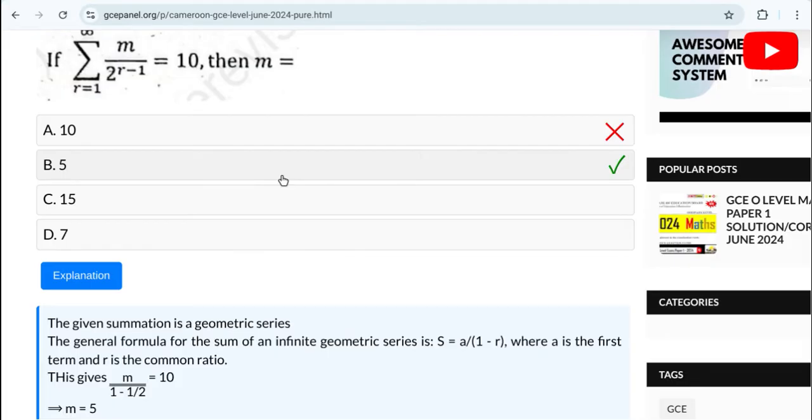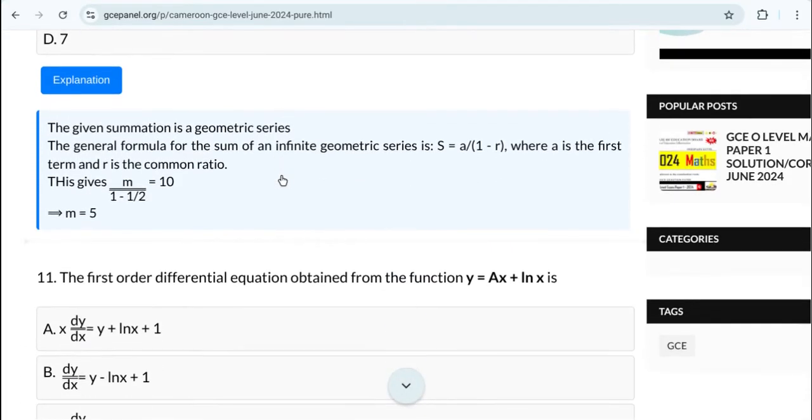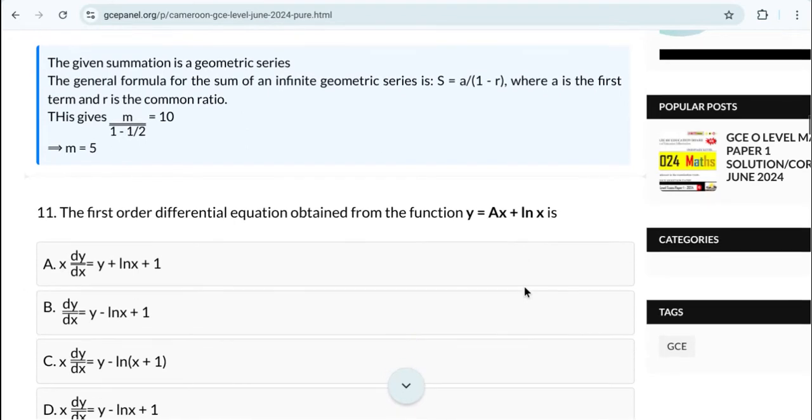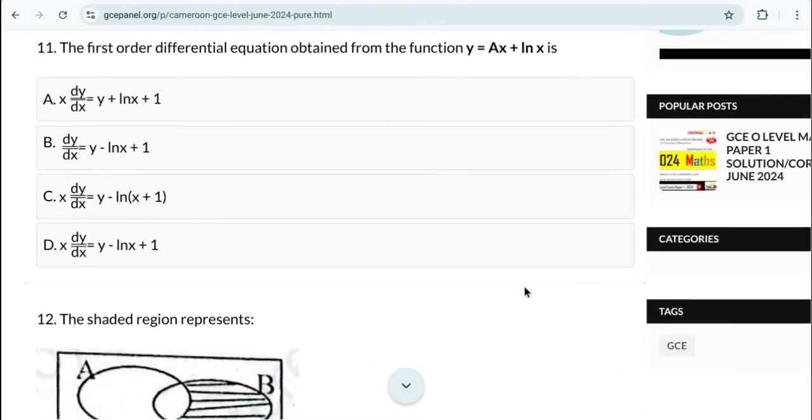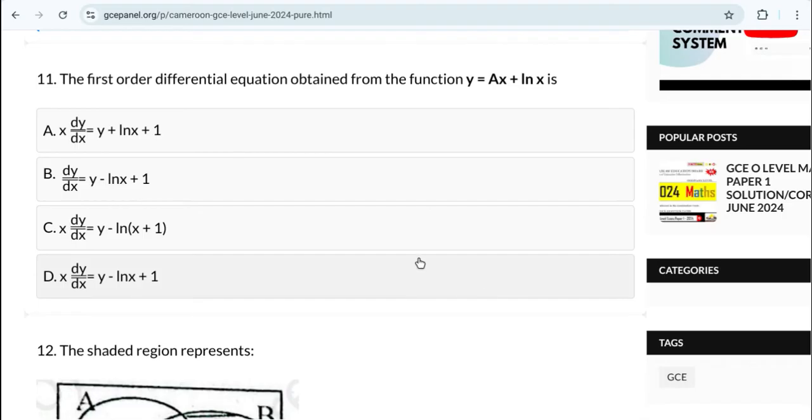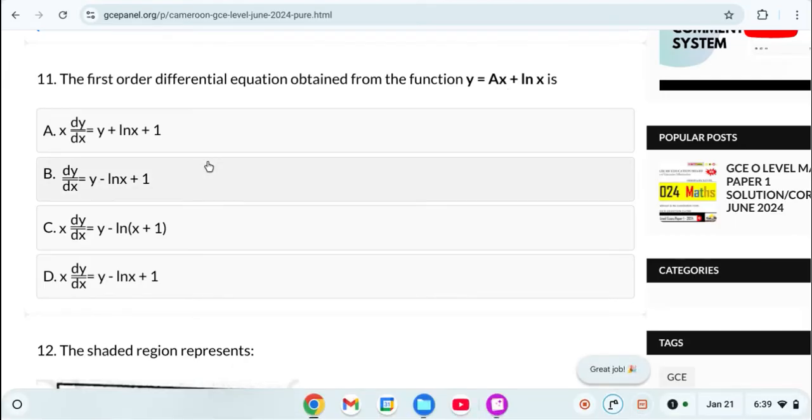The next question, question 11. The first order differential equation obtained from the function y equals ax plus ln x is. To get the first order differential equation, we'll start by differentiating. When we differentiate, we have dy/dx equal to a plus, when differentiating ln x, what do you have? When you differentiate ln x, you have 1 over x, right?